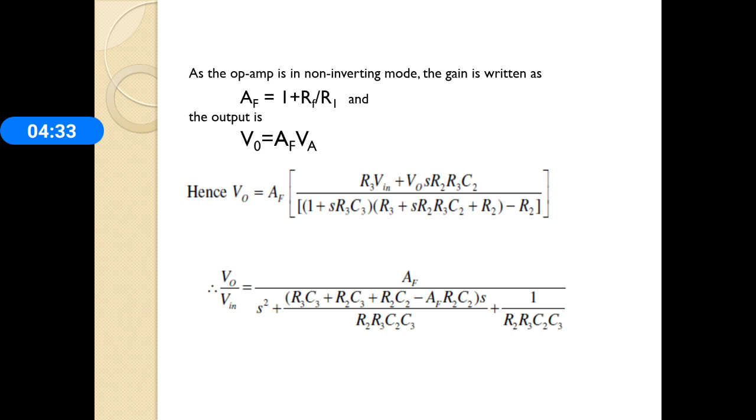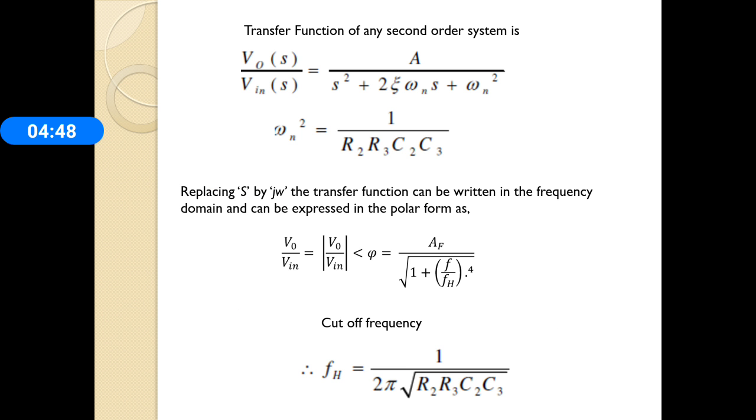You can see the highest order of the denominator polynomial is 2, and hence the filter is a second order filter. We know the transfer function of a second order system is in the standard form: V0 of S upon V in of S equals A upon S square plus twice zeta omega n S plus omega n square. On comparing, we get the natural frequency of oscillation omega n, which is the cutoff frequency of the filter. So omega n square equals 1 upon R2 R3 C2 C3.